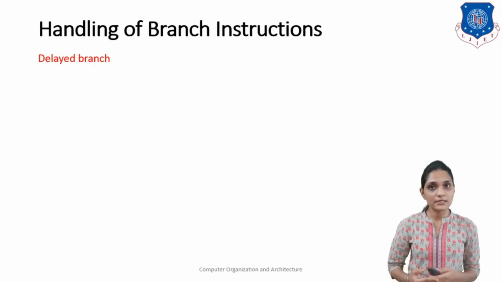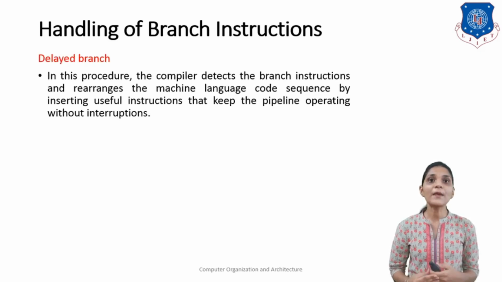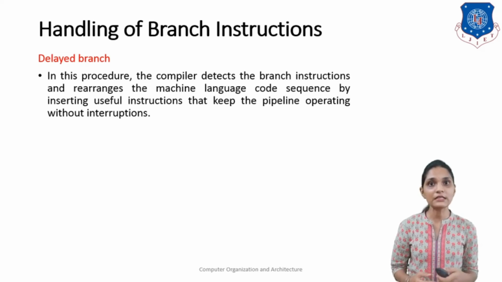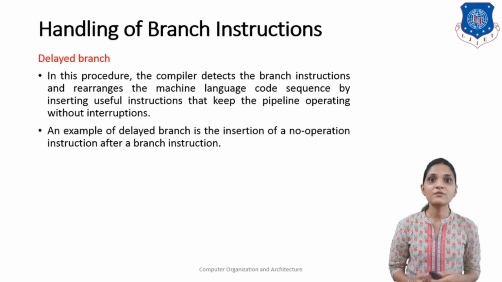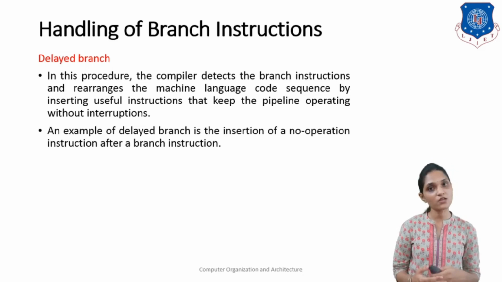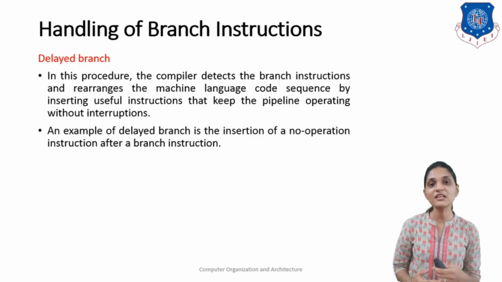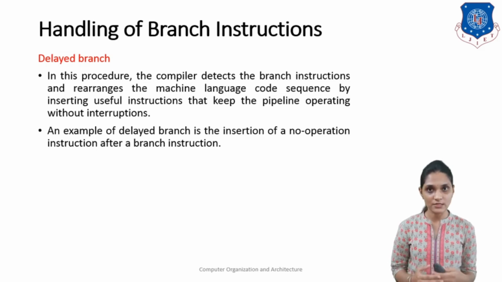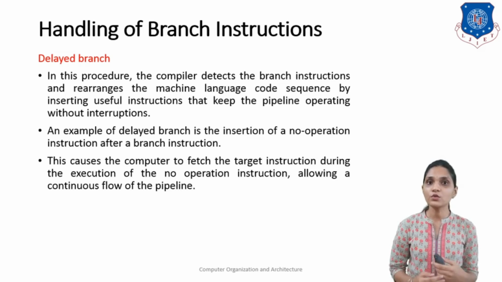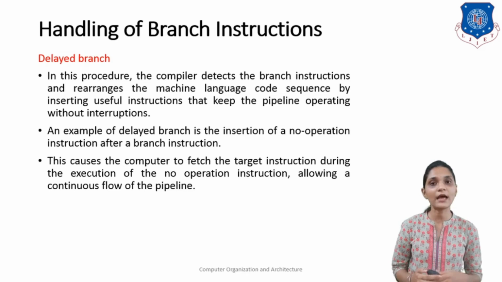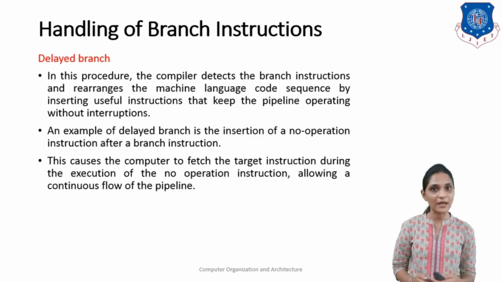The next method we can use is a delayed branch. In this procedure, the compiler detects the branch instructions and rearranges the machine language code sequence by inserting some useful instruction that keeps the pipeline operating without interruption. An example of a delayed branch is the insertion of a no operation instruction after the branch instruction, so that the instruction pipeline is delayed and you can execute the next instructions. This causes the computer to fetch the target instruction during the execution of the no operation instruction, allowing the continuous flow of the pipeline.